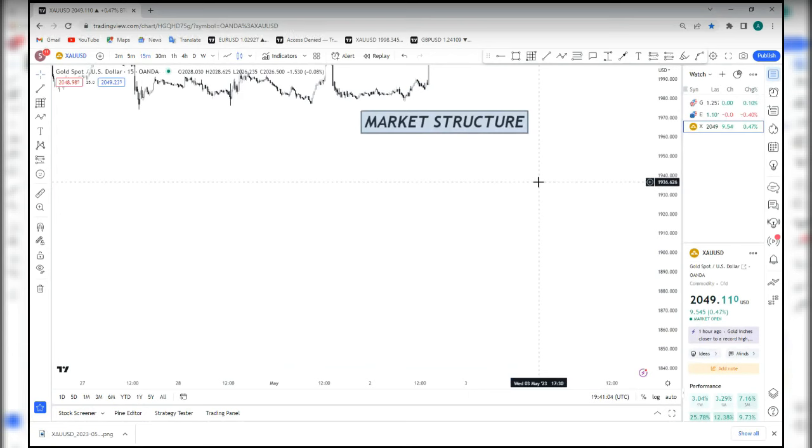The next structure. Before I move to the live, okay, not now, sure.